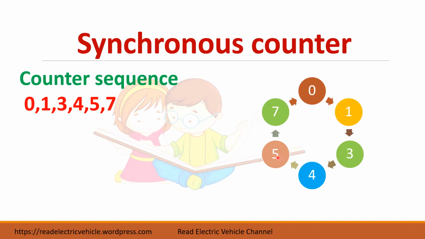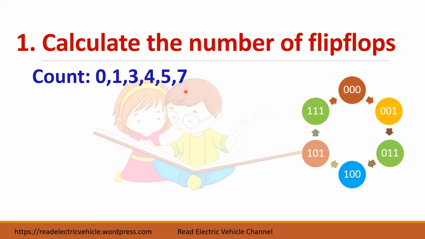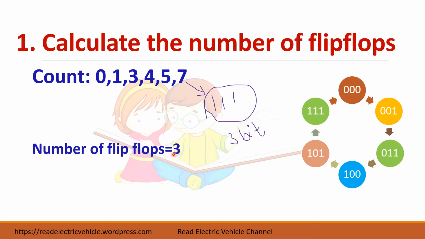This is the state diagram for the given counter sequence 0, 1, 3, 4, 5 and 7. First, we shall calculate the number of flip-flops you need for this one. For that, you see the last sequence. What is that? 7. 7 means 1, 1, 1. So it needs 3 bits. So for 3 bits, you need 3 flip-flops. So the number of flip-flops is 3 to design this counter.